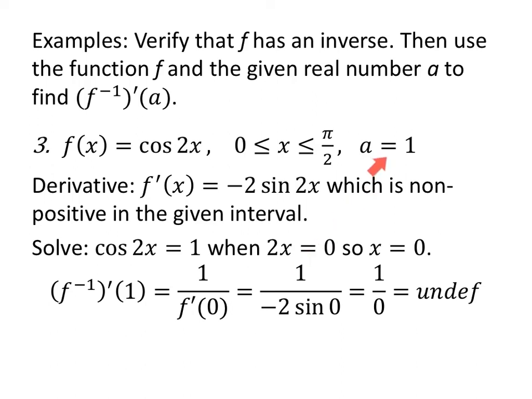So I want the input of my inverse to be 1, which means the output of my original function is 1. I know that cosine of 2x equals 1 when 2x equals 0, because cosine of x equals 1 at an angle of 0 in this particular interval. So when 2x equals 0, x equals 0, and I will have the derivative of the inverse at 1 is the reciprocal of the derivative of f at 0, which is 1 over negative 2 sine of 0, which is 1 over 0, which is undefined. So even though it has an inverse, we may not be able to evaluate the derivative of the inverse because we might get an undefined value.